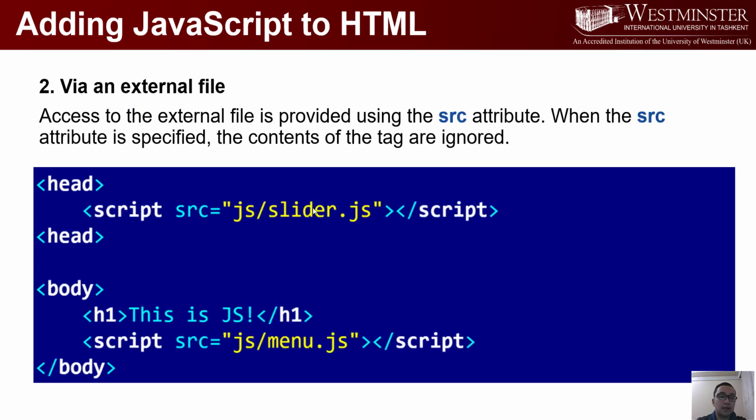Approach number 2. Via an external file. Access to the external file is provided using the source attribute. When the source attribute is specified, the contents of the tags are ignored. What does this mean? As you can see in these opening and closing script tags, we don't have any content. That's why this is ignored. So the logic is inside opening and closing head tags, you will write script src, and you will declare the folder. After that you will put a slash, and you will write the name of the JS file. As you may observe, we have a little mistake right over here, because the head tag is opened, and then while closing we forgot to include the slash.